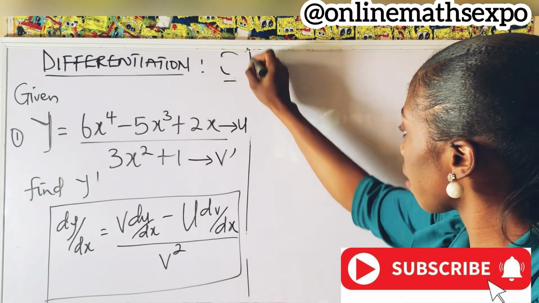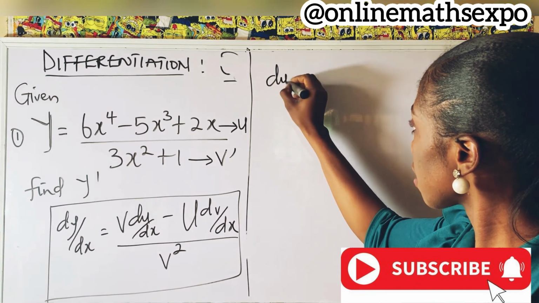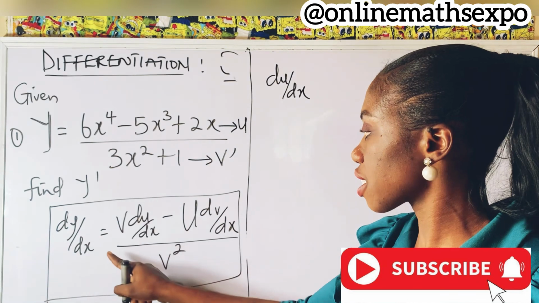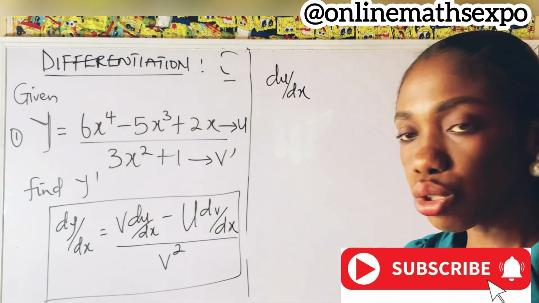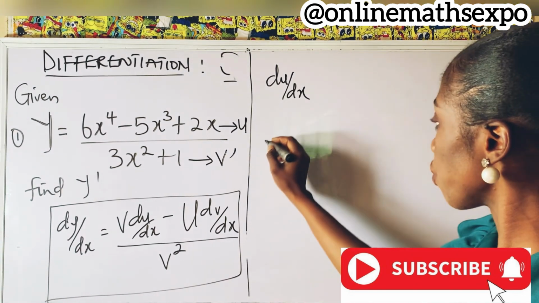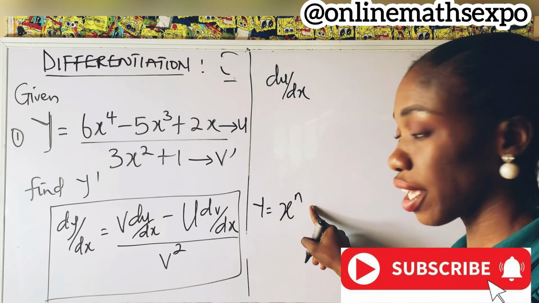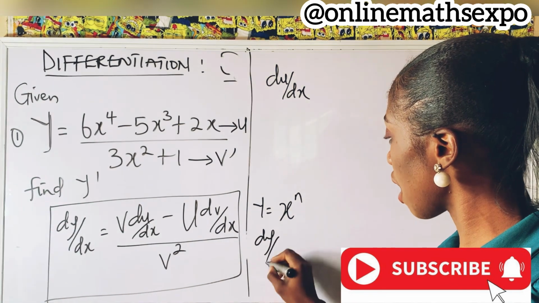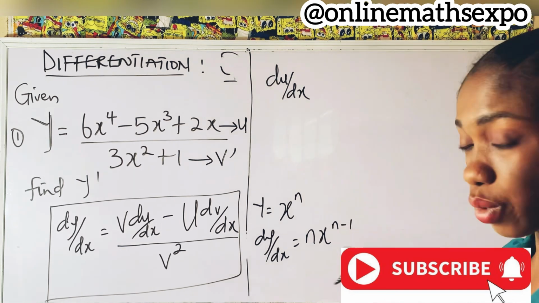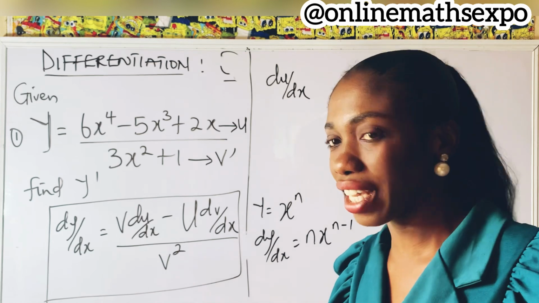So we now have du/dx. Let's get our du/dx. This is our u. You do that using your power rule. Remember, your power rule says if you have a function y equal to x to the power of n, then dy/dx is equal to nx to the power of n minus 1. We also have a tutorial on this. You can visit us to learn more.